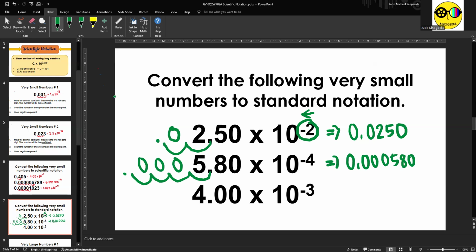And lastly, 4.00 times 10 raised to negative 3. So we have to move the decimal point 3 places to the right. 1, 2, 3. And we have to fill in two vacant spots with 0. So the answer is 0.00400.